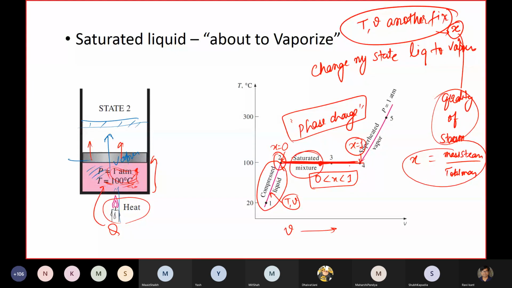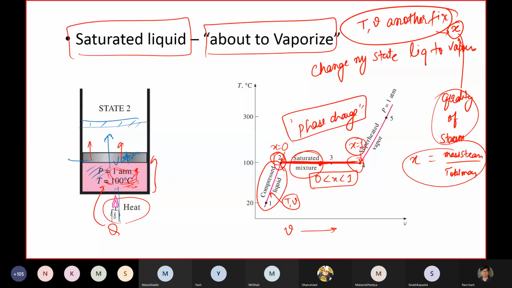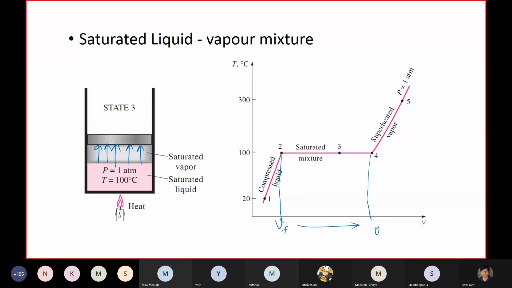This mixture phase is from 2 to 4. State 2 is called saturated liquid, and it is defined as about to vaporize. When we go further, the time comes when all your liquid is going to be converted to vapor. But your temperature is still at 100, and this is state 4. Oh, sorry, this is the mixture. I already said the mixture part.